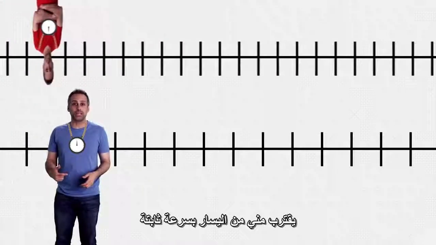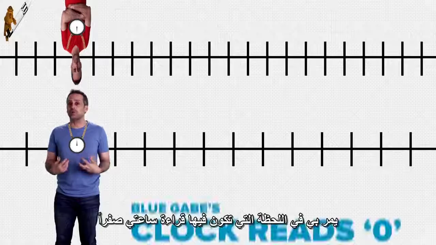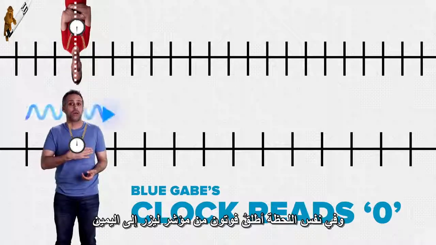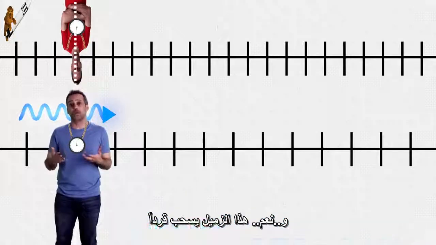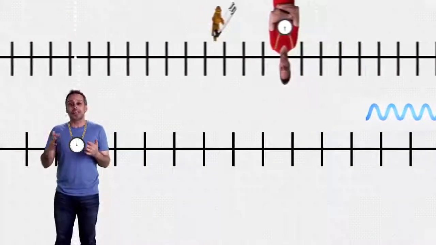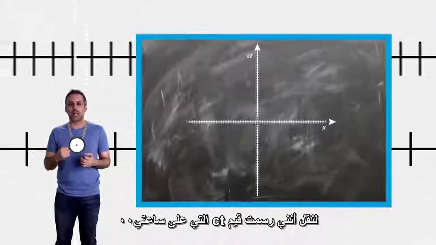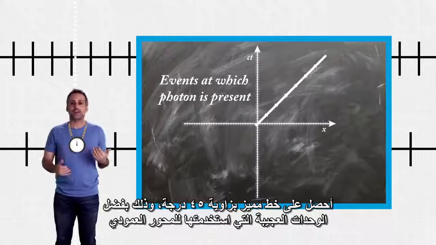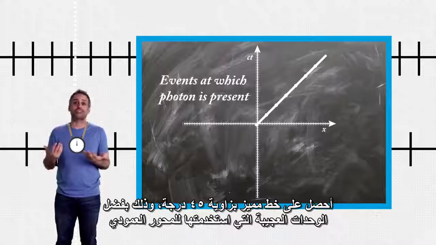All right, now some weirdo in a red shirt carrying his own clock and x-axis approaches me from the left at constant speed. He passes me just as my clock reads 0, and at that same moment, I shoot a photon from a laser pointer to the right. And oh yeah, this guy's towing a monkey. Anyway, say I plot the values of ct on my clock as the photon passes different marks on the x-axis. I get a nice 45-degree line, thanks to the funky vertical axis units I was using.